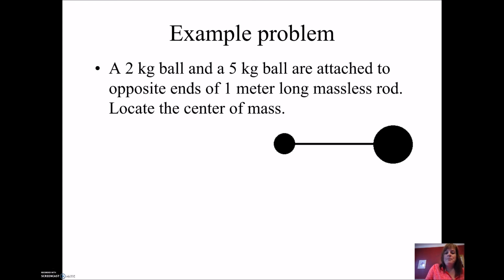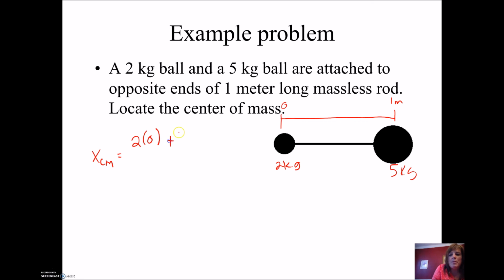All right, let's try an example problem. I have a 2 kilogram ball, and this is my 5 kilogram ball, and they're attached to a 1 meter long rod. I want to know, what is the location of the center of mass? I'm going to set the 0 at the 2 kilogram ball, because then I lose one of my calculations. So mass times distance: 2 times 0 plus 5 times 1, divided by the total mass, 5 plus 2. That gives me 5/7.